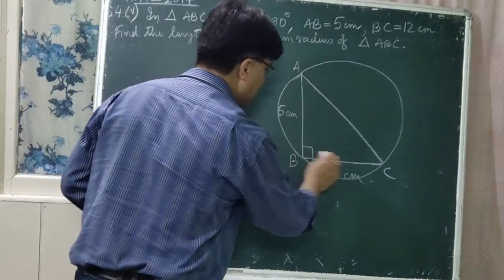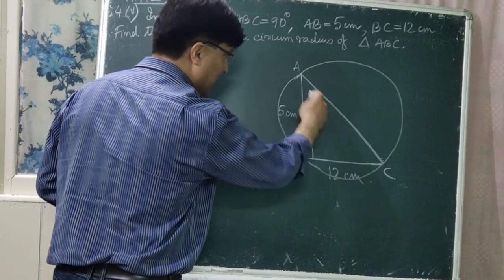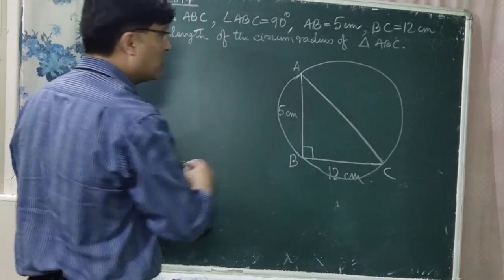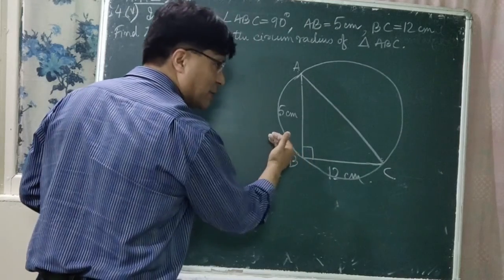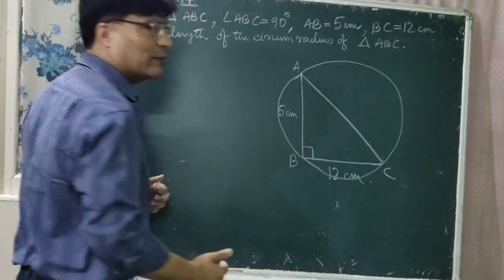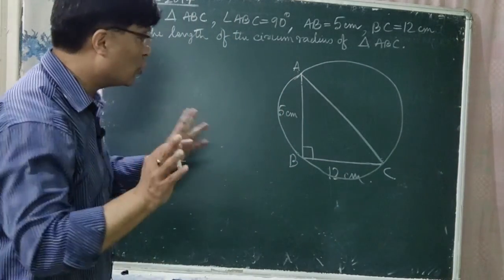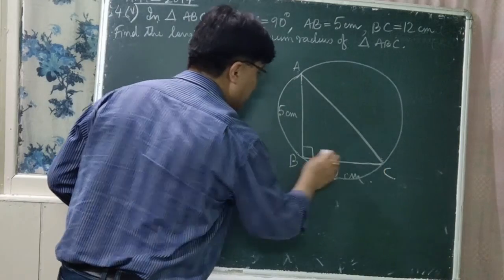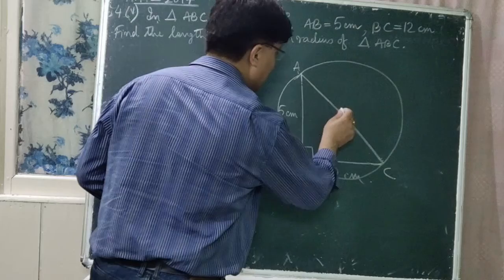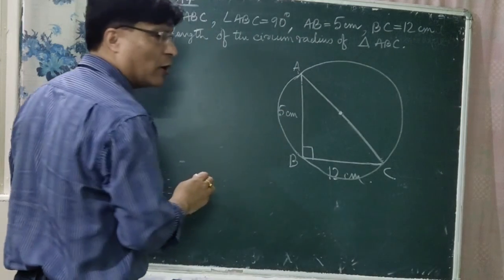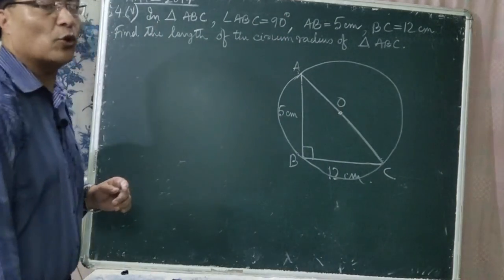Since this angle ABC is a right angle, so this AC will be the diameter because AC diameter will divide the circle into two parts. This is one of the semicircle. Above AC, this is another semicircle. And you know that angle in the semicircle is a right angle. So since angle ABC is a right angle, this AC will be the diameter of the circle and the midpoint of this diameter AC will give you the circumcenter of the triangle, that is O.